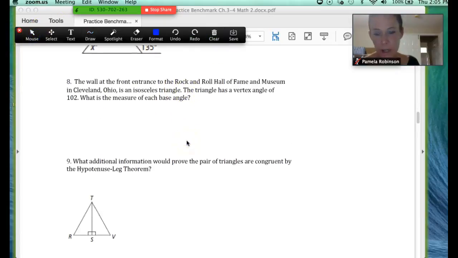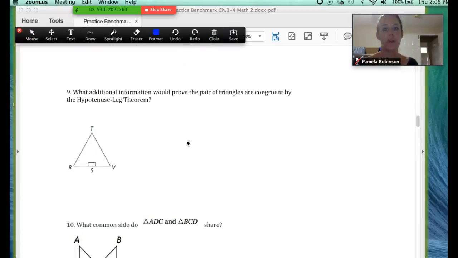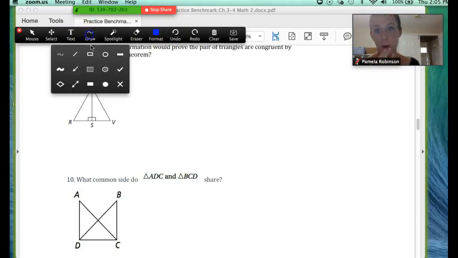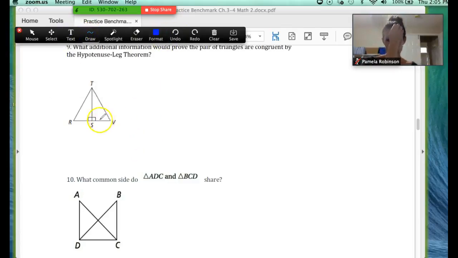Number 9, what additional information would prove the pair of triangles are congruent by hypotenuse leg? Hypotenuse leg means you have to have a right triangle to have a hypotenuse. It's the one that spells the bad word. It's angle, side, side, but the angle has to be a right angle, and one of the sides has to be a hypotenuse. That's why we call it hypotenuse and a leg.